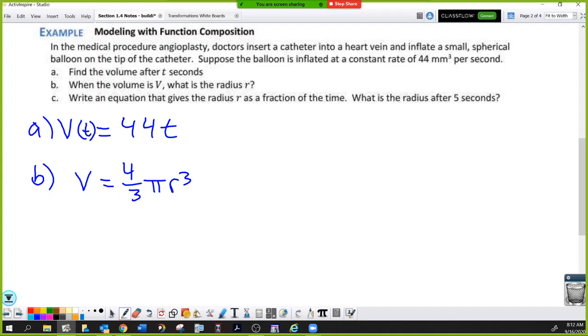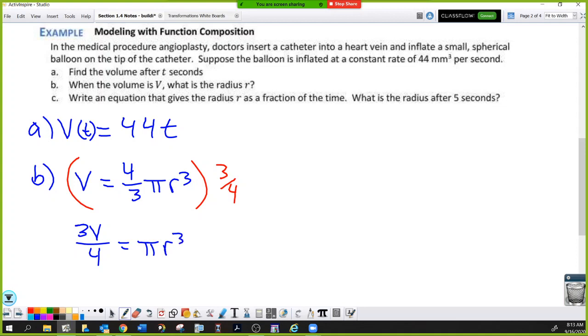Multiply it by the reciprocal. Not opposite reciprocal, just reciprocal. So what we're going to do is we're going to multiply both sides by 3/4. That is going to give us 3V over 4 on the left side. Now on the right side, the fractions have canceled each other, leaving us with pi r cubed.